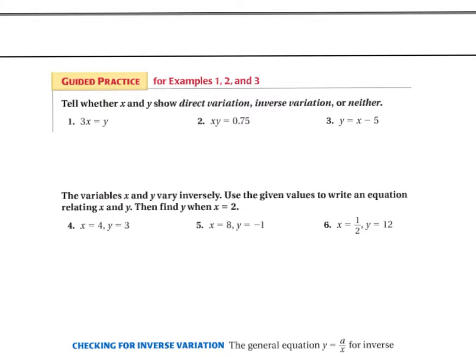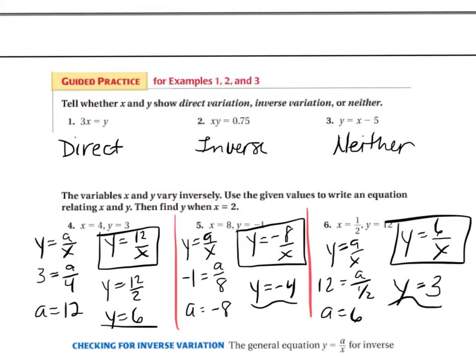Here are some guided practice problems. In 1 through 3, you're deciding whether or not these equations show direct, inverse, or neither type of variation. And then in 4 through 6, you're actually going to write inverse variation equations. Go ahead and pause the video now. And here are the answers for 1 through 3 and 4 through 6.